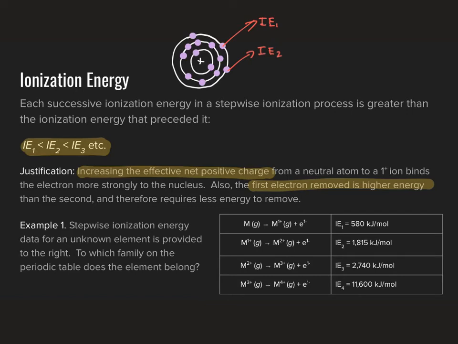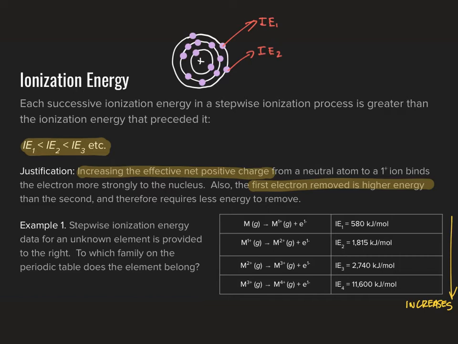What we're going to do here in this example is ask you to have a look at the stepwise ionization energy data for a particular unknown element. And we've given you not just the first ionization energy, but the ionization energies for removing the first 4 electrons from that atom. We've given the atom a generic letter M for some sort of unknown metal. And you'll notice here, as we just discussed, that the ionization energy increases from the first ionization energy of only 580 kilojoules per mole of electrons removed, up all the way to the fourth ionization energy, which gets up to 11,600 kilojoules per mole.